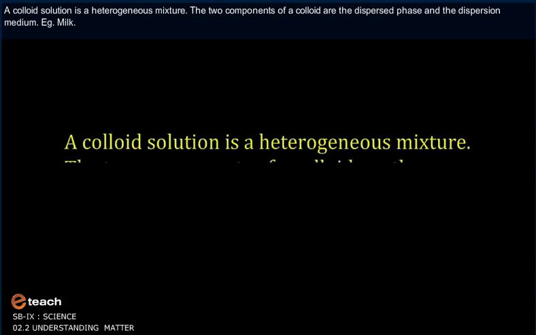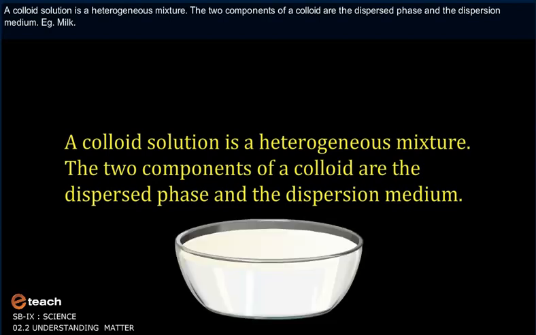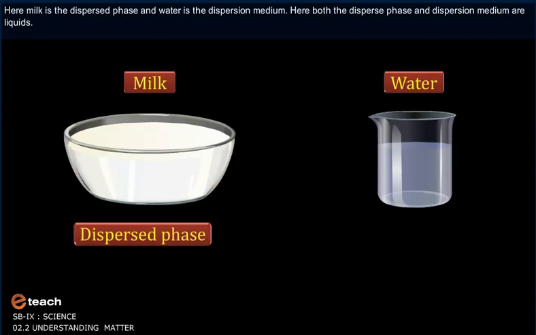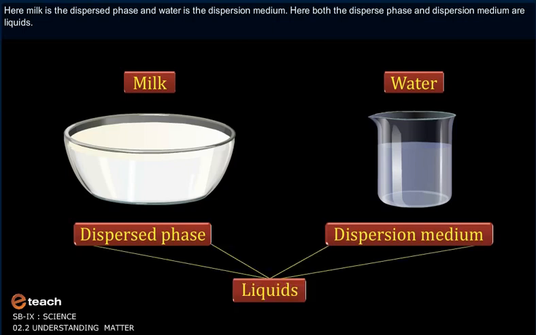A colloidal solution is a heterogeneous mixture. The two components of a colloid are the dispersed phase and the dispersion medium. Example, milk. Here, milk is the dispersed phase and water is the dispersion medium. Here, both the dispersed phase and dispersion medium are liquids.